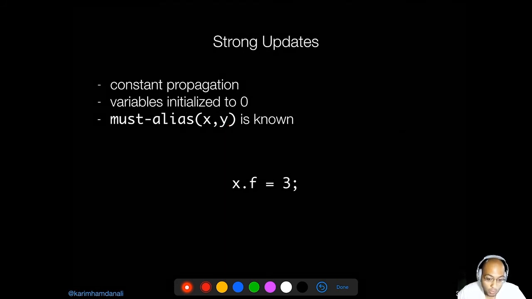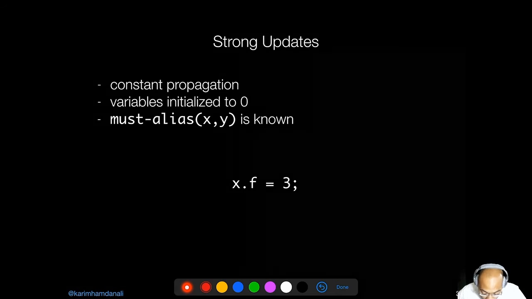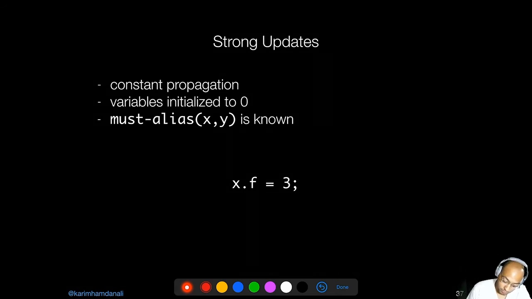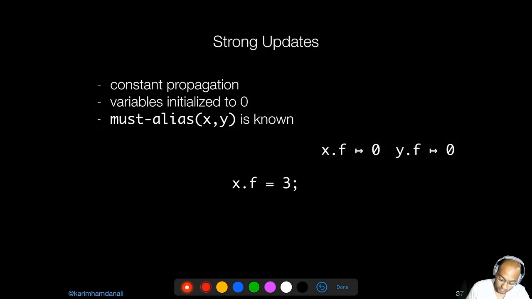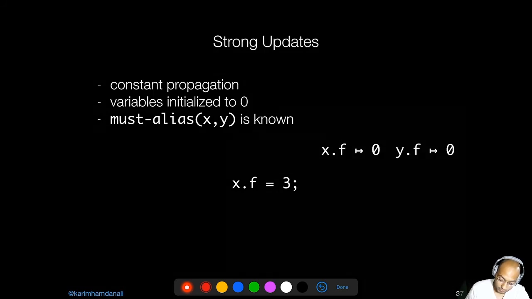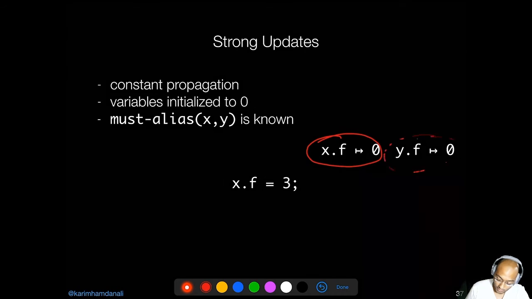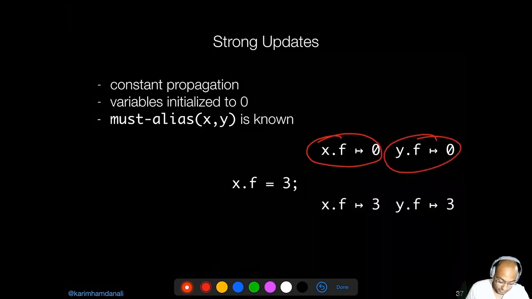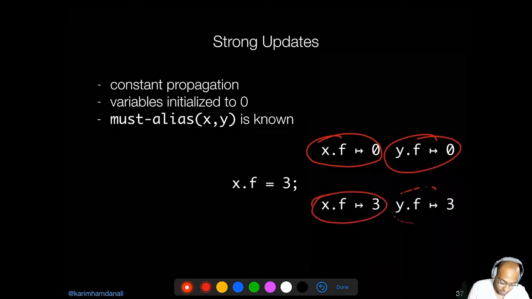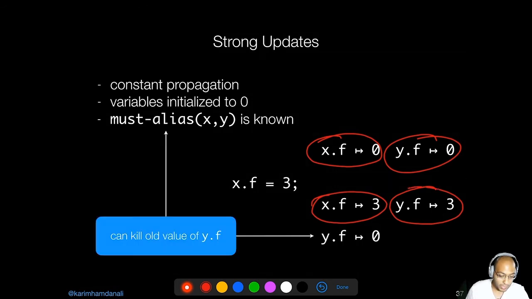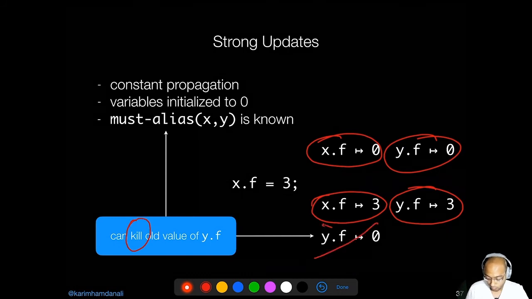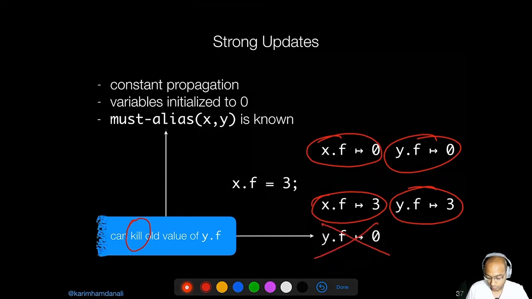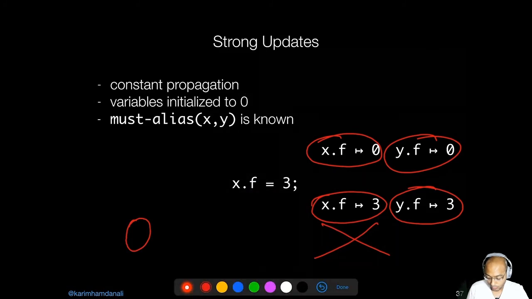On the other hand, for the same example, had we known that x and y must alias, we're going to do something different. Before the statement x.f and y.f are still zeros, after the statement x.f is 3, y.f is 3. But since we have a must alias information, we are going to kill the old value of y.f. So that means that this y.f is going to go away, and at the end of our program, we're only going to be left with x.f is going to be 3, y.f is going to be 3.